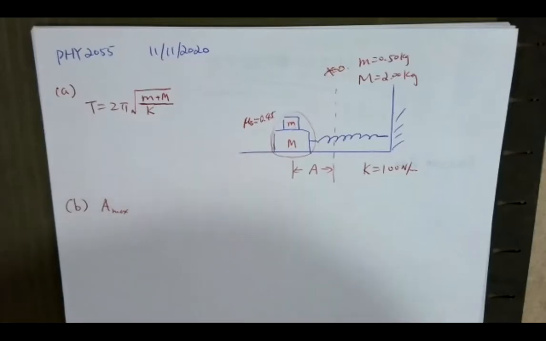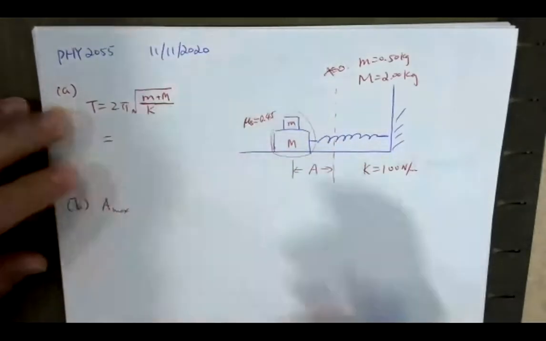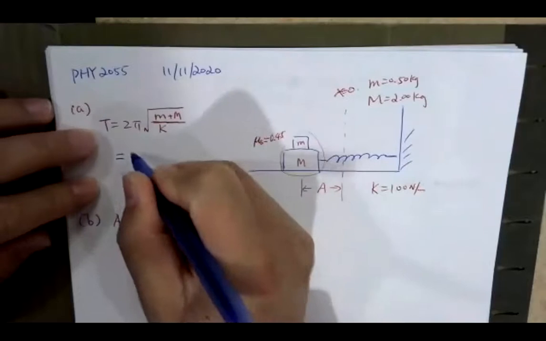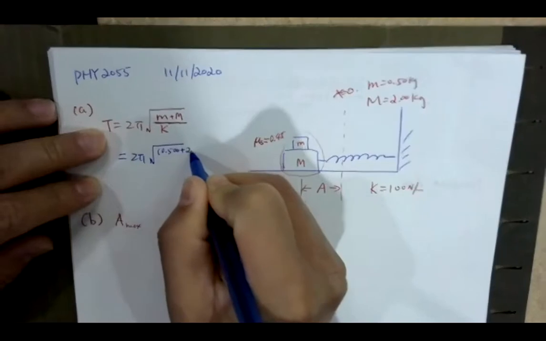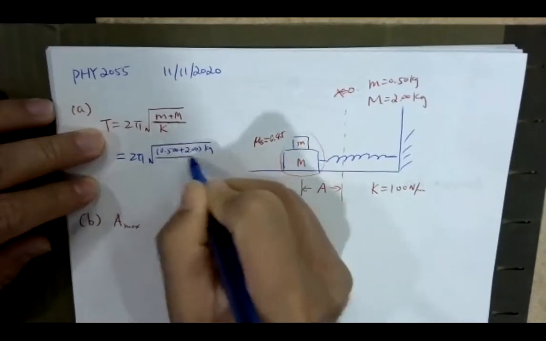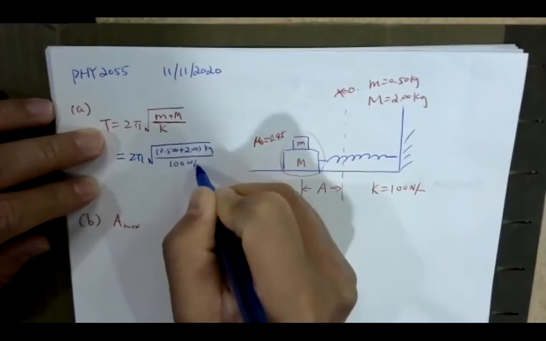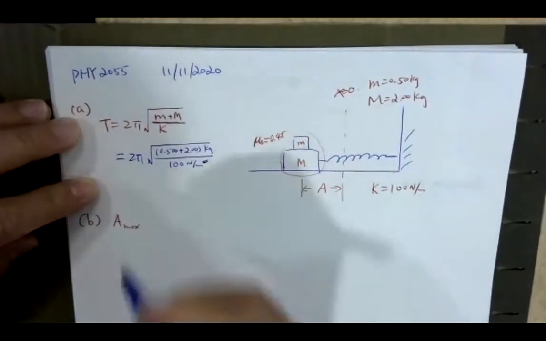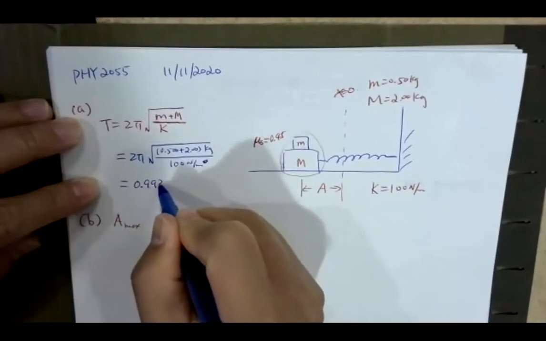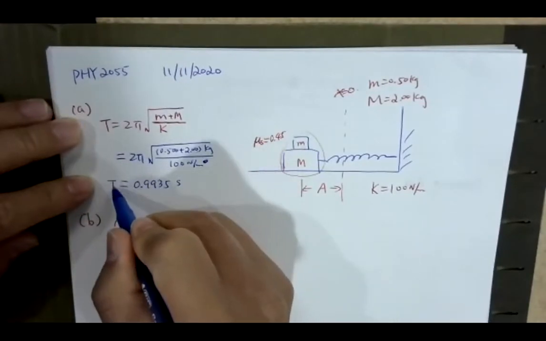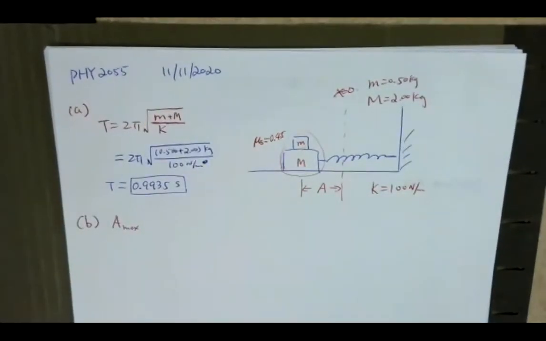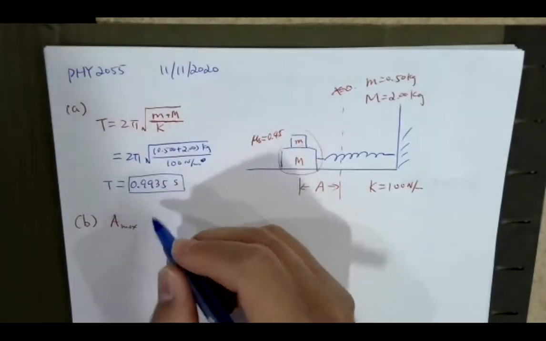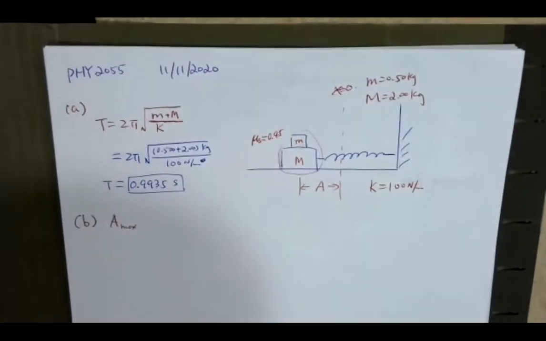All right, so I think we can take a look here together now. I believe you should be able to do this, right? Just plugging numbers. So 2 pi square root of 0.5 plus 2, they are both in kilograms, divided by 100 newtons per meter. Everything is in SI units, so your answer should also be in SI units. So roughly 0.9935. If you want to keep 2 digits as the variables are, then 0.99. So part A, that's straightforward.